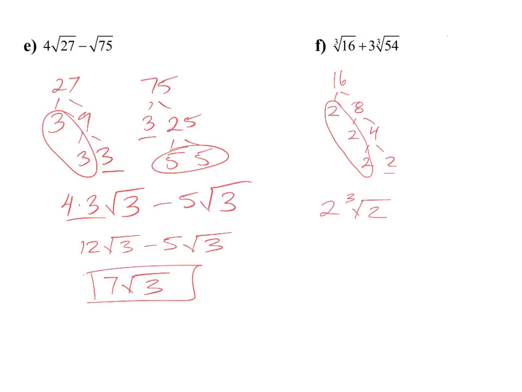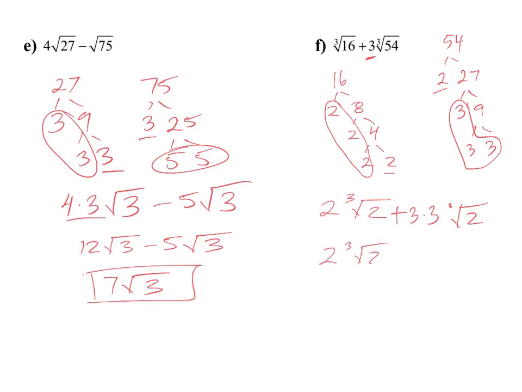Alright, next one, 54, prime factor tree, 2 times 27, 3 times 9, 3 times 3. Okay, I have a group of 3, pull out the 3, and I originally started with the 3, don't forget that, and I have a 2 left over, so cube root of 2. All right, so I have 2 cube root of 2 plus 9 cube root of 2, which leaves me with 11 cube root of 2. Done with that one. On to the next.